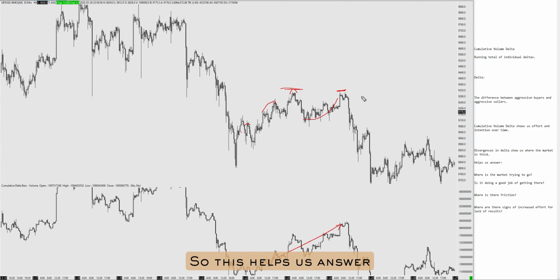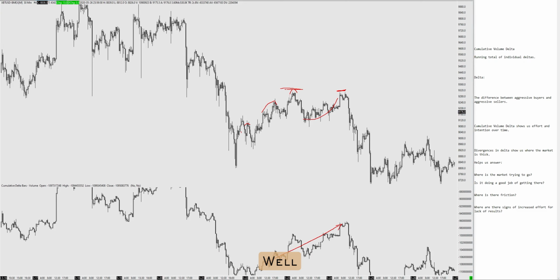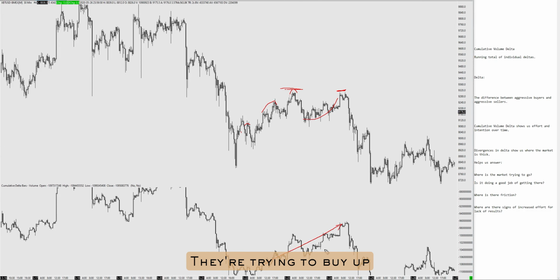Okay, so this helps us answer one of the most important questions that we ask ourselves. One of the first ones is, where is the market trying to go? Well, when delta is continuously moving upward, it's clear that the market is trying to move upward. Buyers are getting more and more aggressive. Buyers are trying to lift the offer. They're trying to raise price. They're trying to buy up as much as possible. So that's where the market is trying to go. It's trying to go upward.